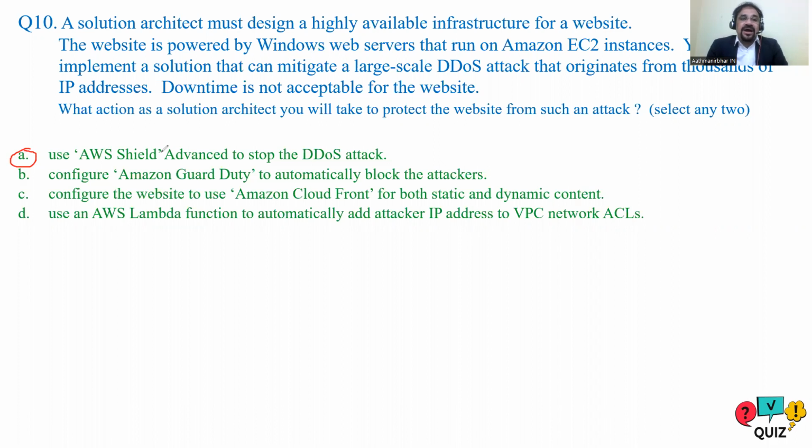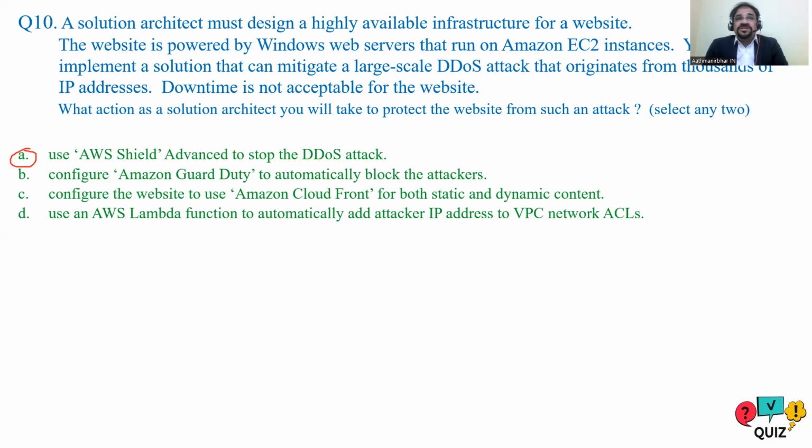Meanwhile, let us evaluate the other options. Option B is configure Amazon GuardDuty. How does this work? What is it meant for? Amazon GuardDuty is provided to stop only malicious activity. It will not stop a DDoS attack. DDoS, it will allow. If there is any malicious activity, only that will be stopped. So option B will not help us anyway.